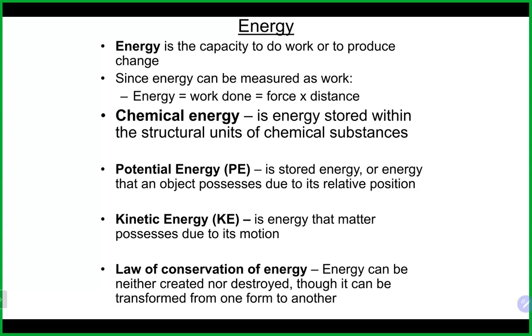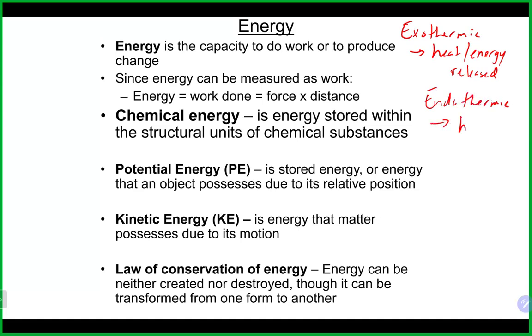this chapter. But remember that there are two types of energy processes that we commonly come across. One is an exothermic process, and in an exothermic process, heat and energy is released. And we also have an endothermic process, and in those types of processes, heat and energy is absorbed.